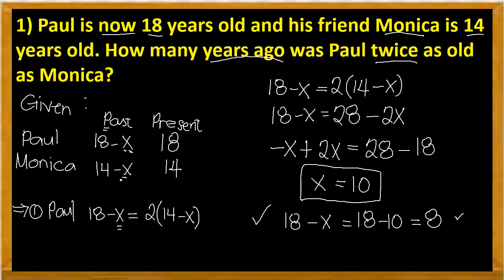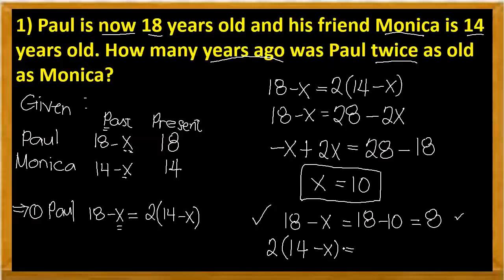Sabi, ang age of Paul, ang edad ni Paul ay 2 times the age of Monica. So that is, ito yung equation natin, 2 times 14 minus x. So lalagyan natin kung pareho maging 8 yung sagot natin, therefore our answer is correct. So the age of Paul can be written also as 2 times the age of Monica, wherein the age of Monica at that time was 14 minus x.